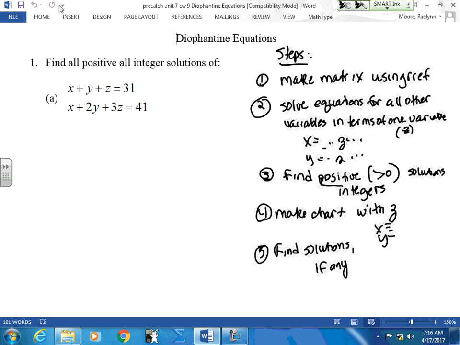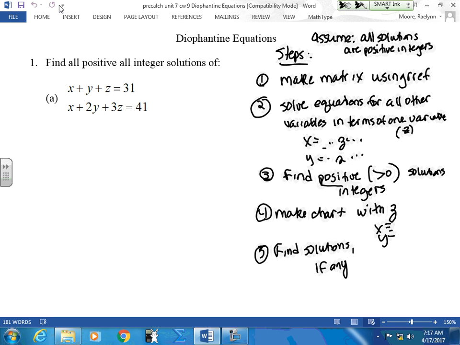Sometimes we get no solutions on these. We're gonna start off with one assumption first. All solutions are positive integers. So you can't use 0, you can't use negatives, you can't use fractions. Good.